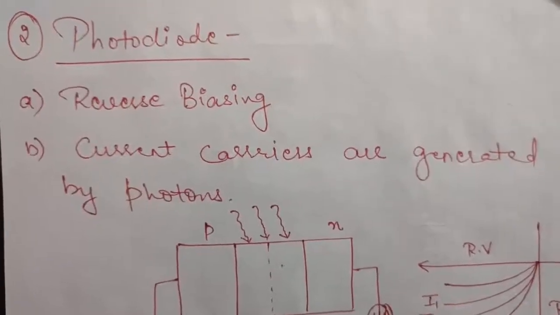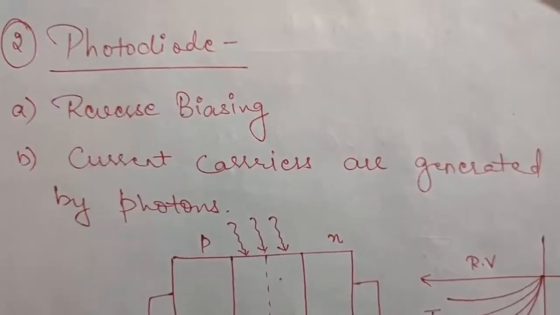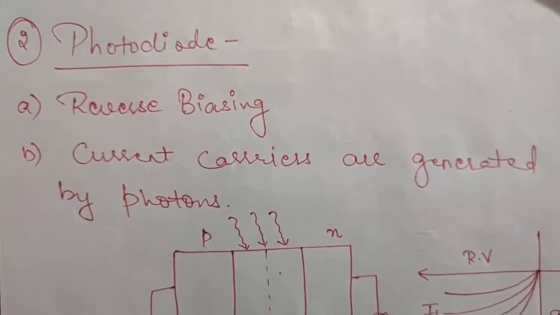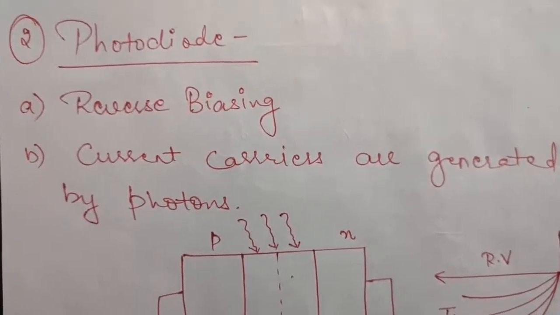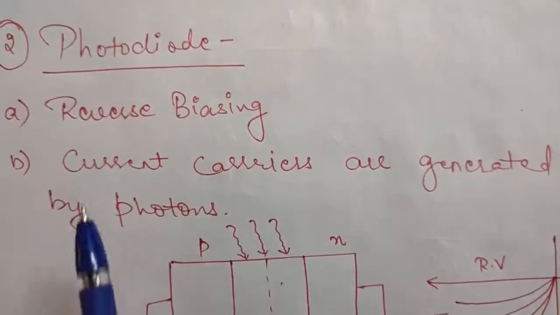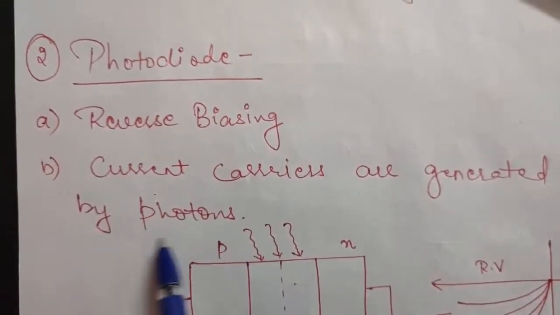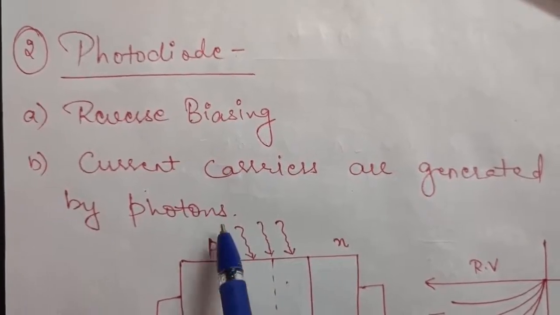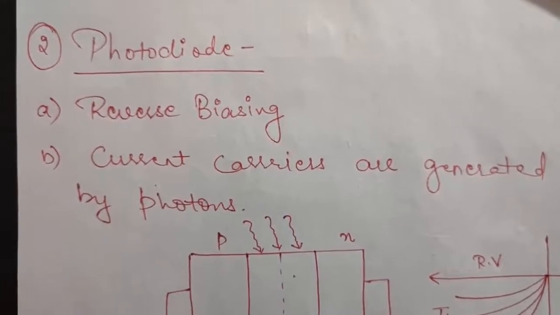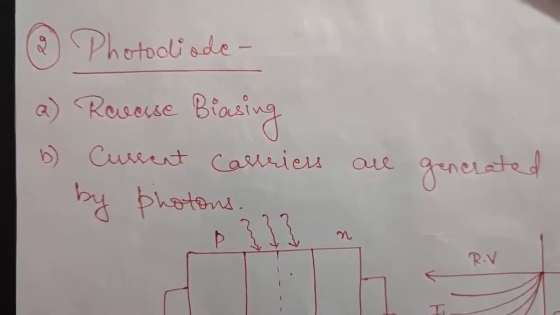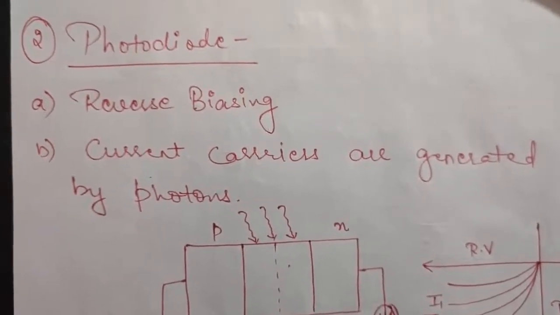By name it is clear, photodiode means that it will be working with photons, that is with light. So what will happen? On a photodiode, light will fall, due to which current carriers will be generated. Current carriers are generated in photodiode by photons, and as you know, light contains photons only. This photodiode is also used in reverse biasing, as is your Zener diode. Okay, so these are the 2 points about photodiode. Now we will be discussing the working of photodiode and its diagram.